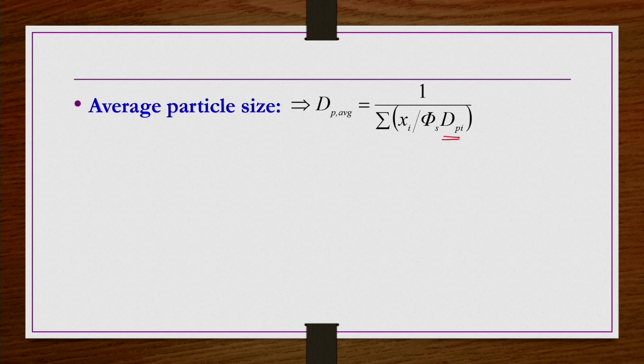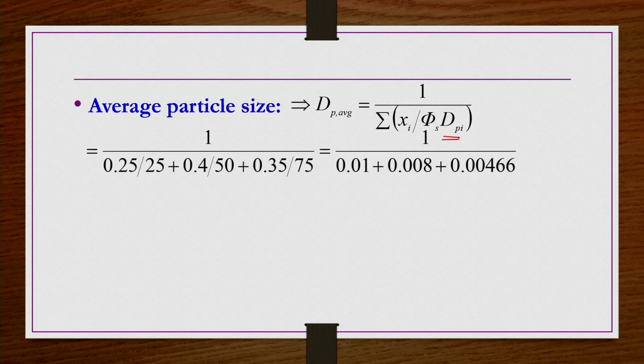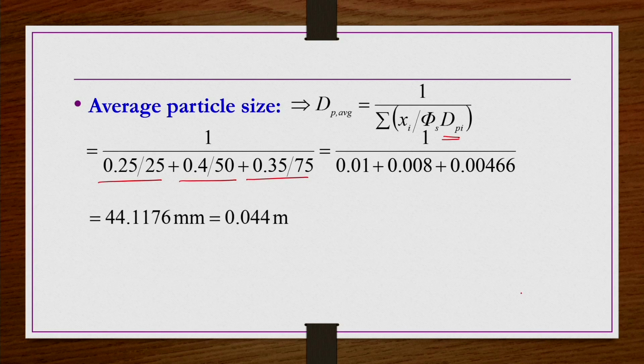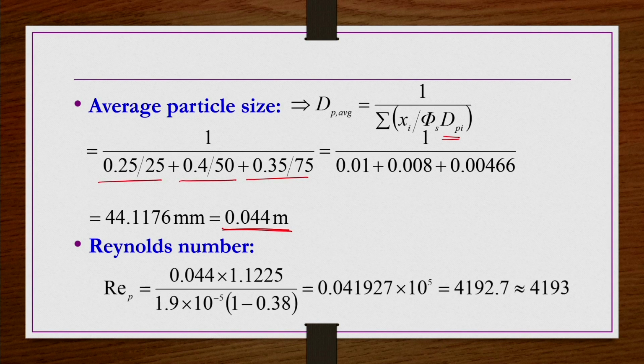Xi is also given: 0.25, 0.4 and 0.35 fractions. So, when you substitute all these values, 0.25 by 25 mm, 0.4 by 50 mm, and 0.35 by 75 mm, add them together and take the reciprocal, you will get 44.1176 mm, which is nothing but 0.044 m. So, corresponding to this dP value, what is the Reynolds number that we can find out? Okay. When we do this, dP is 0.044.